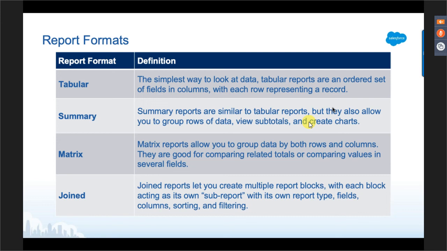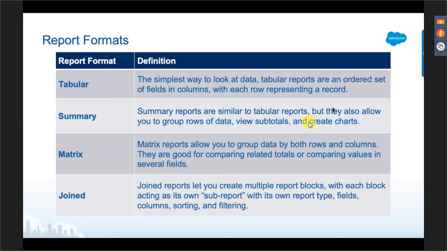The 2 report formats that can be applied to a dashboard would be the summary and matrix report. Right now, if you are in Winter 19 and you've turned Winter 19 features on, in beta, joined reports can also be applied on a dashboard. For certification, they will not necessarily be added to that list until it's generally available.